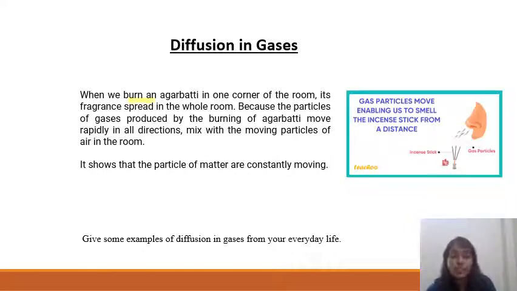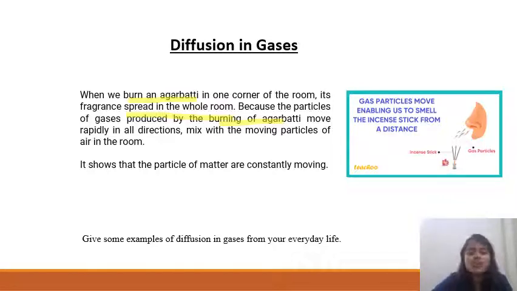So when we burn an agarbatti in one corner of the room, its fragrance spreads in the whole room because the particles of gases produced by burning of agarbatti move rapidly in all directions and mix with the moving particles of air in the room. Okay. So it's shown that the particles of matter are constantly moving. They can't stay in the same place. They are constantly moving and they are not lazy. That's why they are constantly moving.